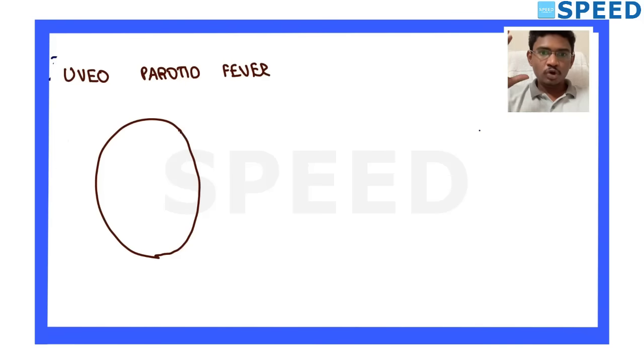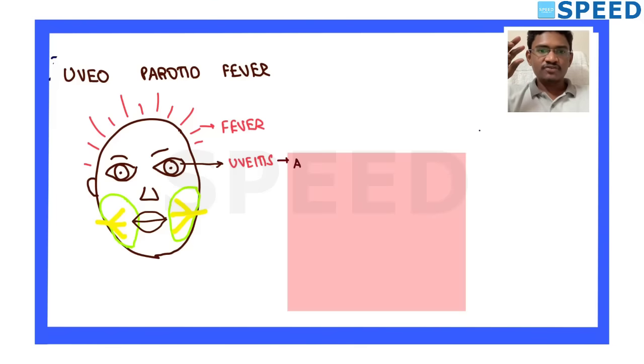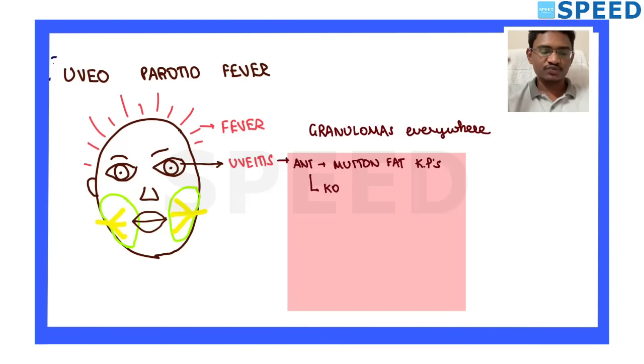Next, they have also mentioned uveoparotid fever, which is seen in sarcoidosis, characterized by the patient having fever and uveal involvement. Sarcoidosis is nothing but granulomas everywhere. Granulomas in the iris can form anterior uveitis. These granulomas in the iris form nodules like Koeppe nodules, Busacca nodules at the base of the iris, and mutton fat keratic precipitates. All those things will be there.